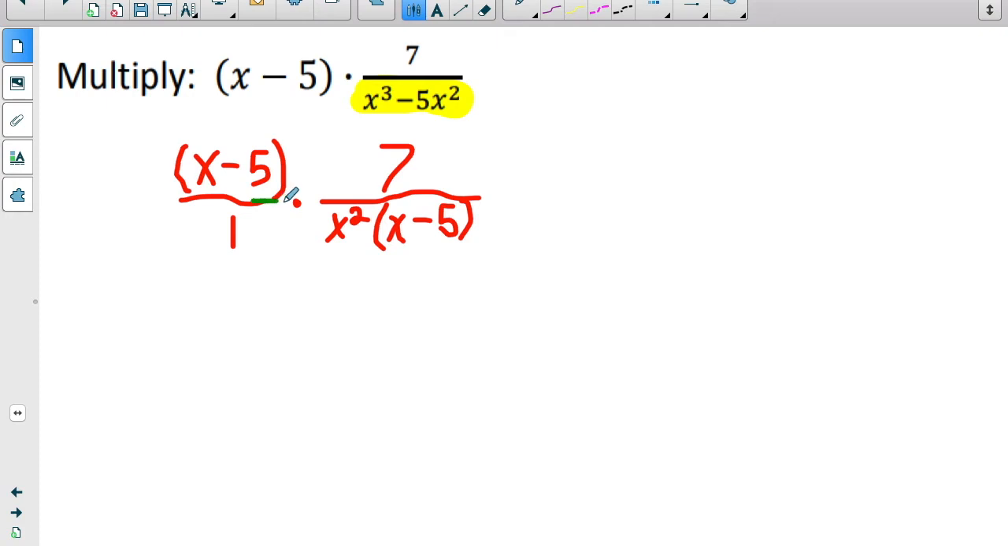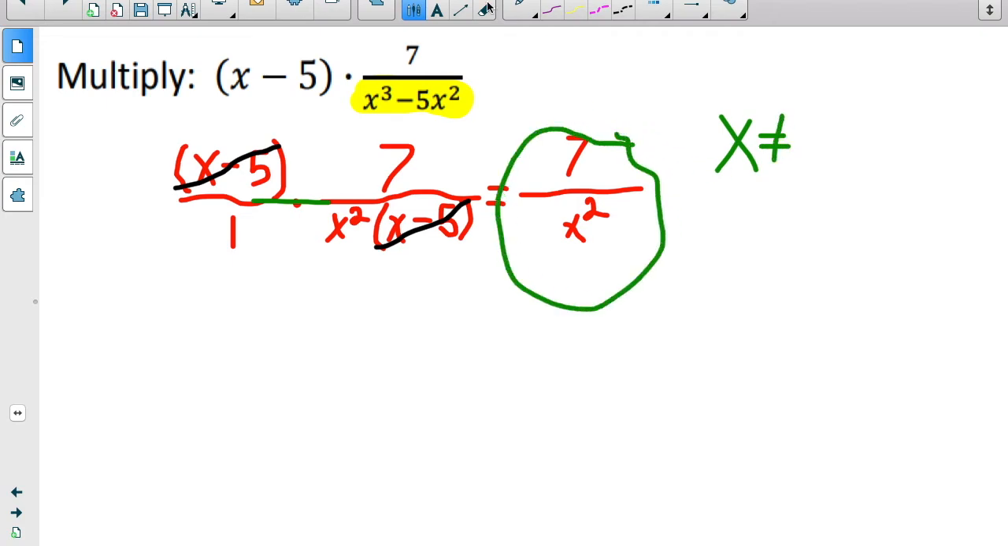And now at this point here, we can multiply them together so they all end up on the same fraction. And we can cancel out what's in common. Well, the x minus 5 and x minus 5 on top and bottom would cancel. And what that would leave us with is 7 over x squared. And now we need to look at our restrictions because we've simplified this as far as it goes. This is as simplified as it gets.